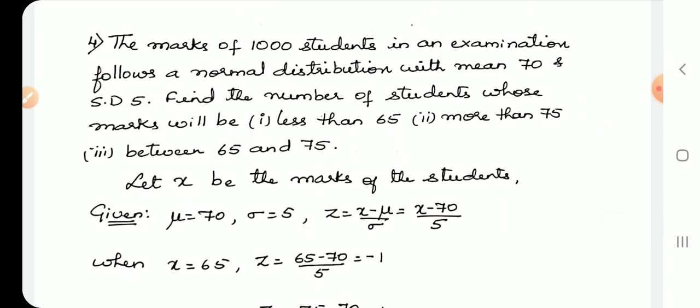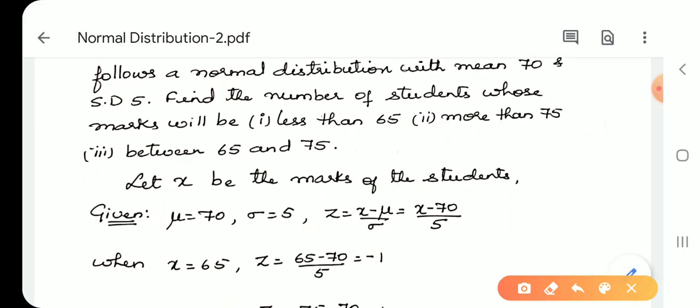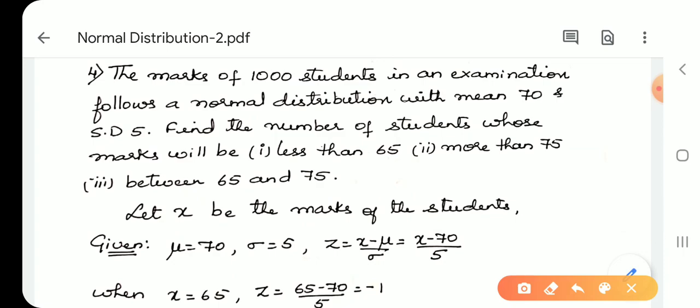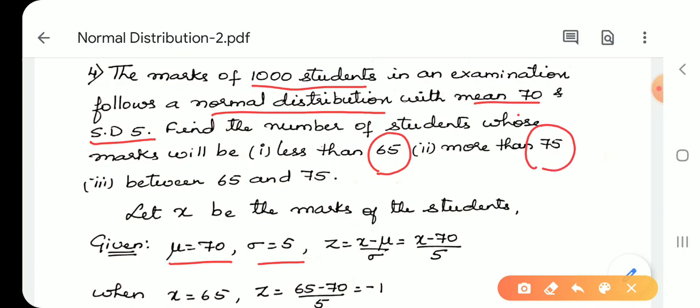Now let us see one more problem, or the application part where it is used. The next problem is like this. The marks of 1000 students in an examination follow a normal distribution with mean μ = 70, standard deviation σ = 5. Find the number of students whose marks will be less than 65, more than 75, between 65 and 75.